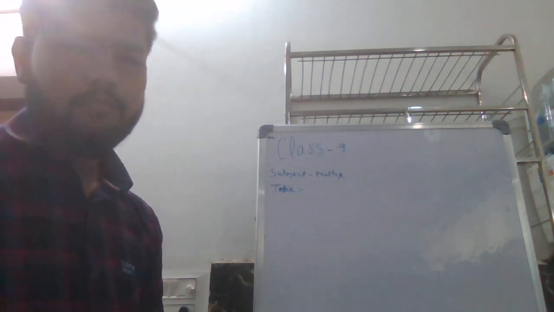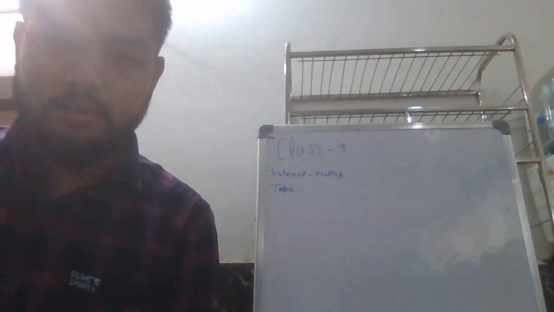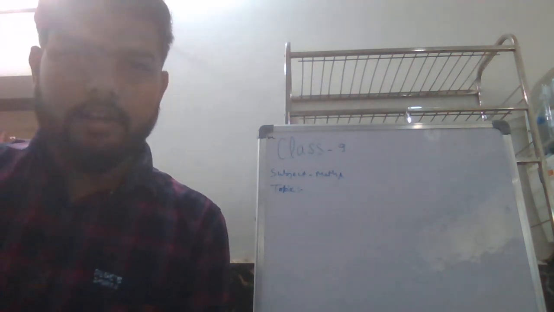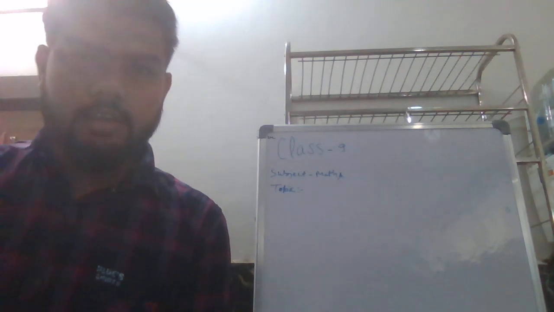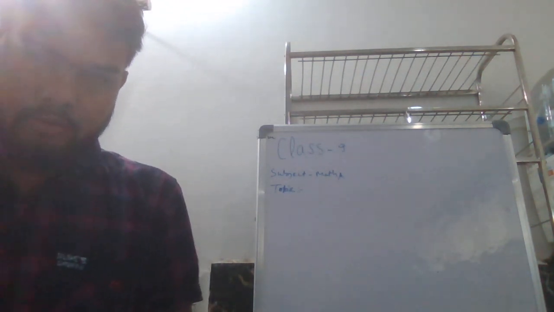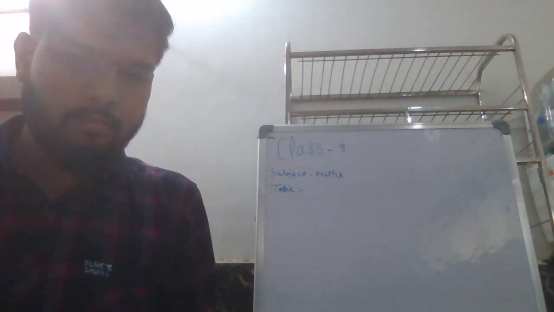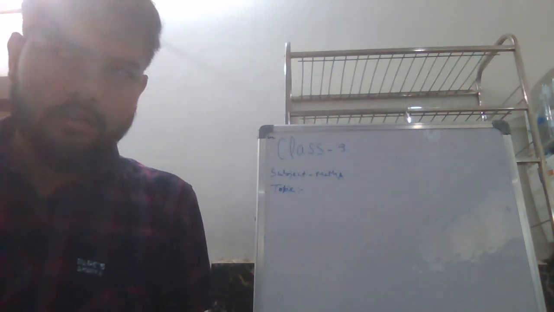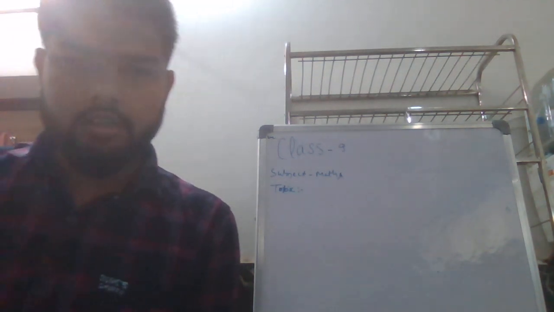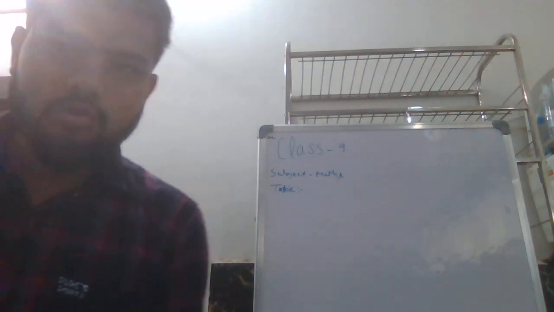First, let's recall what we have studied in our previous classes. In our previous classes, we studied the theorem and we solved that theorem. The points are given, and we have to construct the circle and prove that theorem.